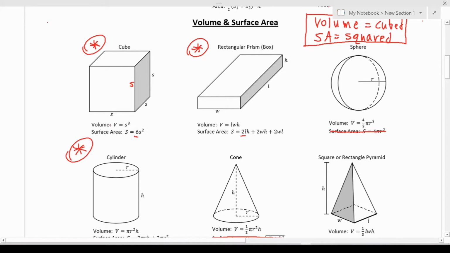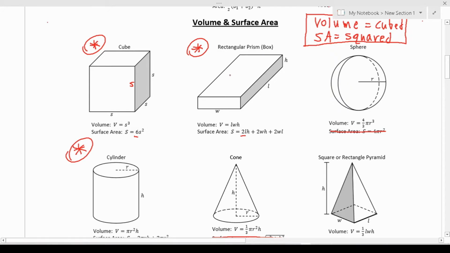Volume is in regard to how much a certain object can hold. So imagine pouring water into this cube. If you poured water and filled up this cube with water from bottom to top, that would be its volume. So again, I just want to mention that that is the key difference between volume and surface area.